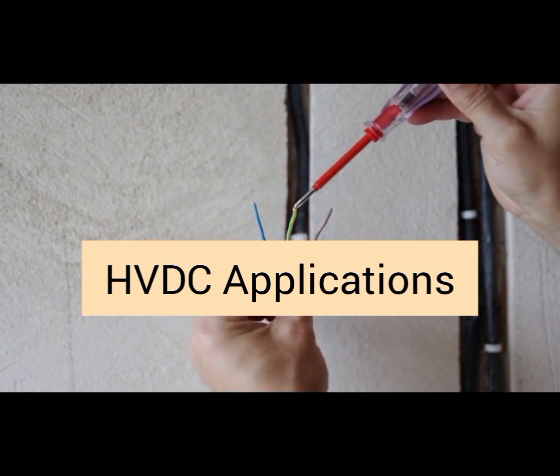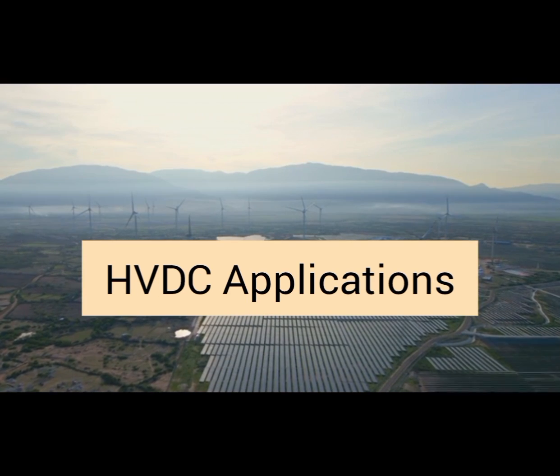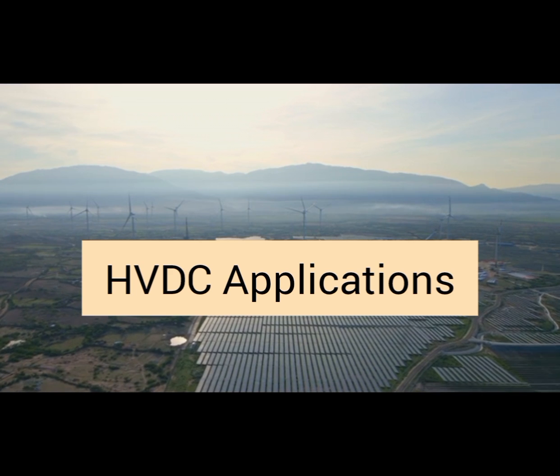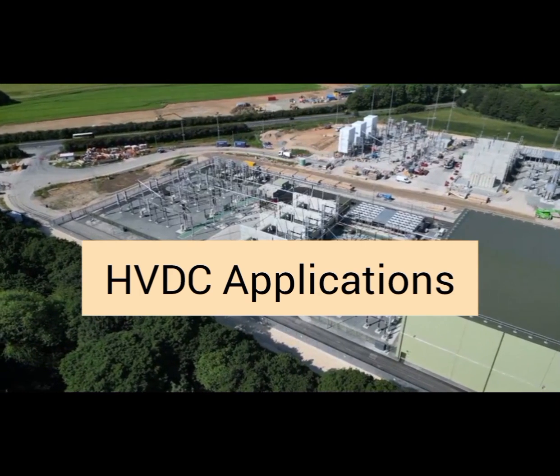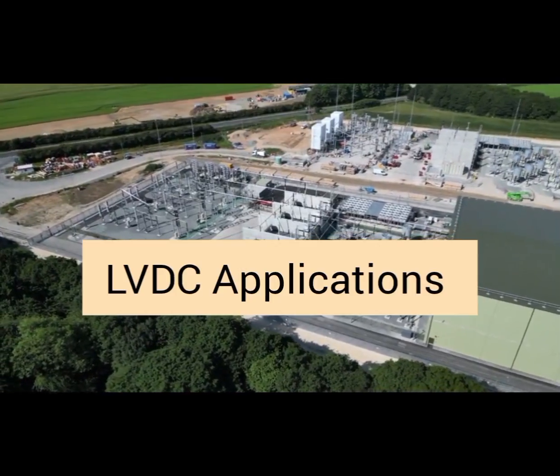HVDC is used for bulk power transmission over long distances. Connecting asynchronous grids, different frequencies or phases. Underground or underwater power transmission.